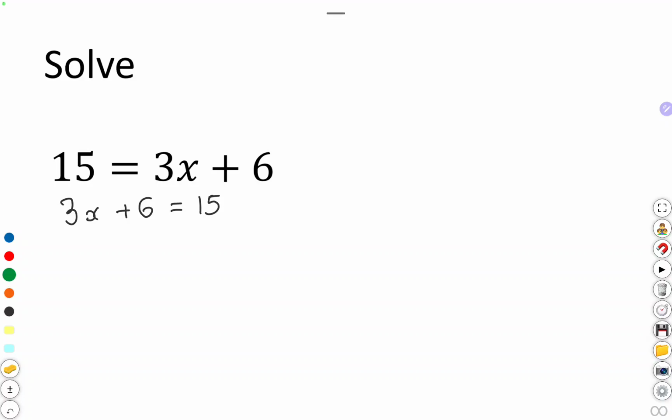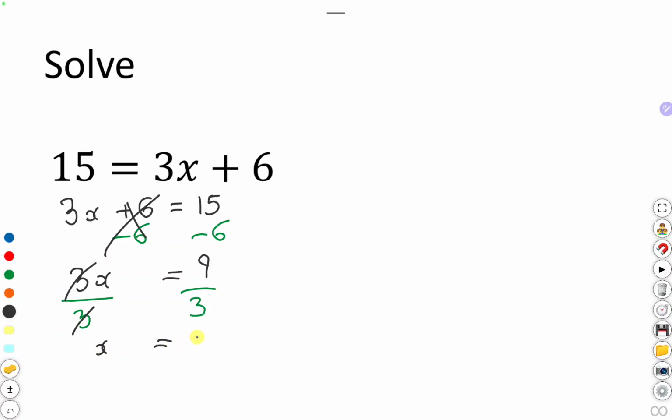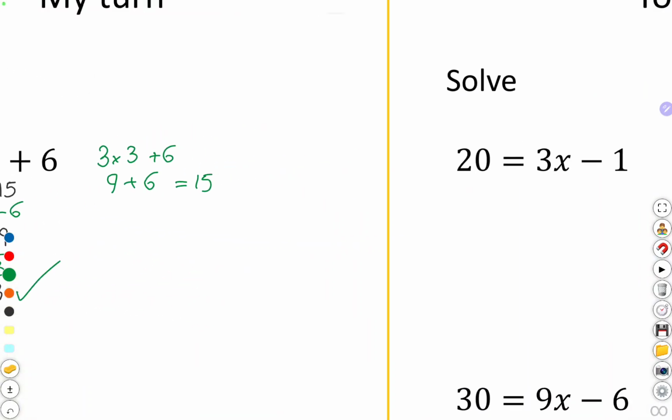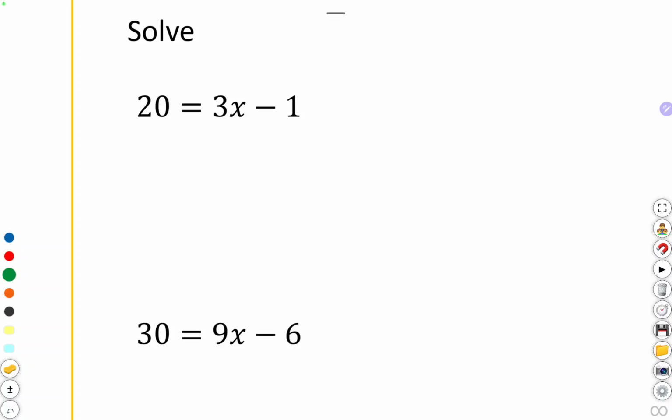And now I need to solve it like normal, so I can take 6 from both sides. That's going to result in 3x equals 9, and then I can then divide each side by 3. Divide by 3. 3's cancel, so x equals 3. Let's check my answer by substituting back in. So 3 times by 3 plus 6. 3 times 3 is 9. 9 plus 6 does indeed equal 15, so I must be correct. And for the last time in this session, pause the video and have a go at these questions.